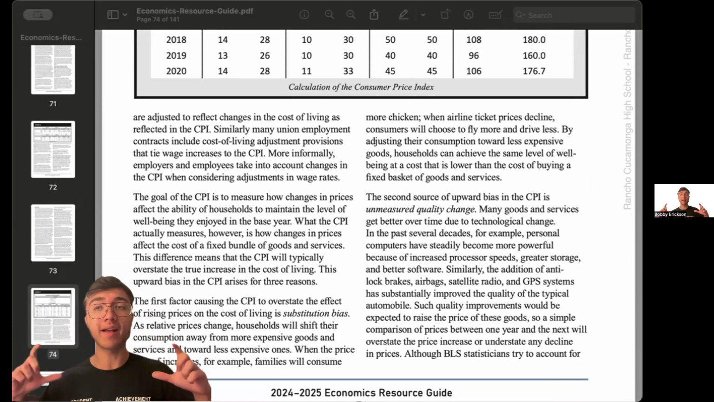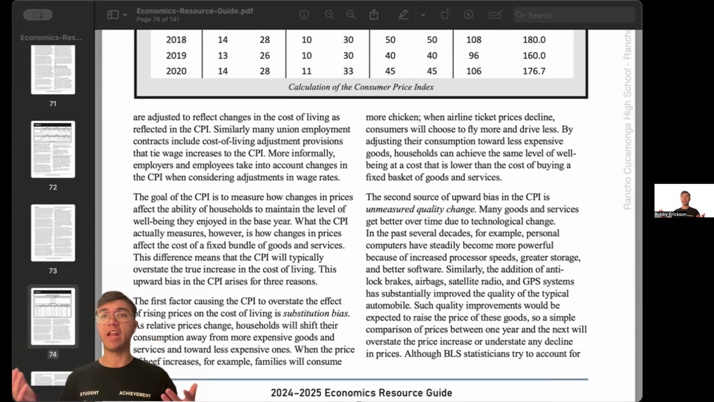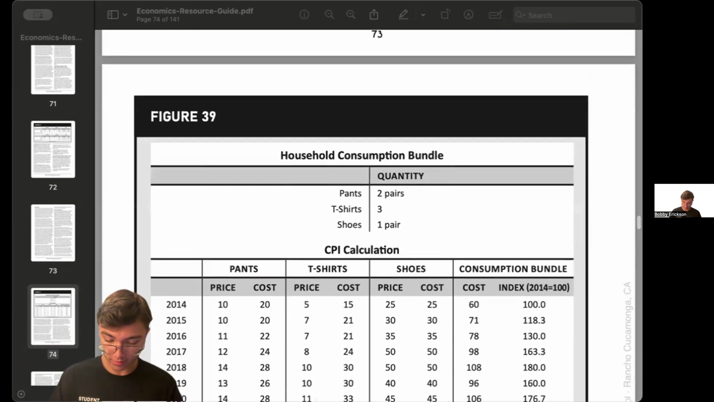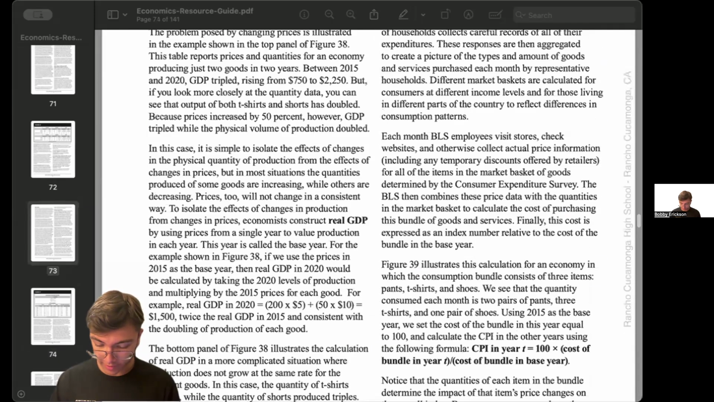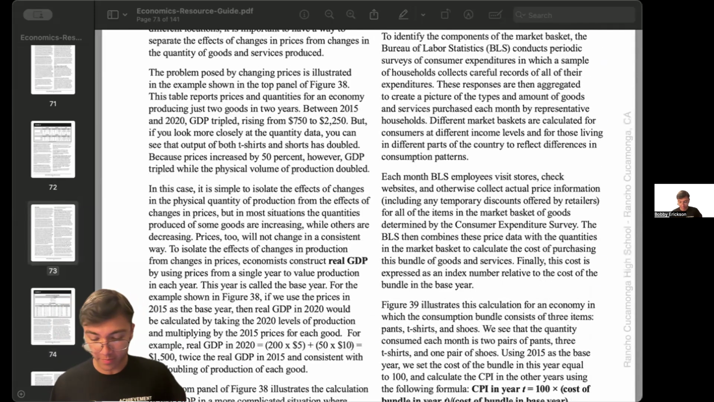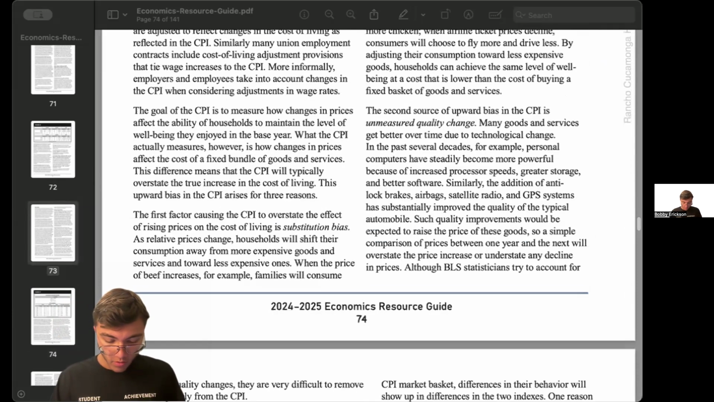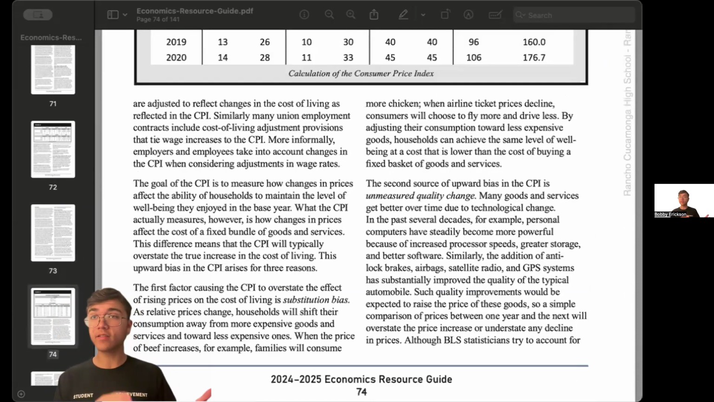Because a fixed basket says, oh, they're not going to change their preferences, because this is what we've seen in our little Bureau of Labor Statistics consumer expenditure survey. So we could be substituting for other goods that are cheaper, and thus the market basket is saying we are actually consuming more than what actually is being consumed.